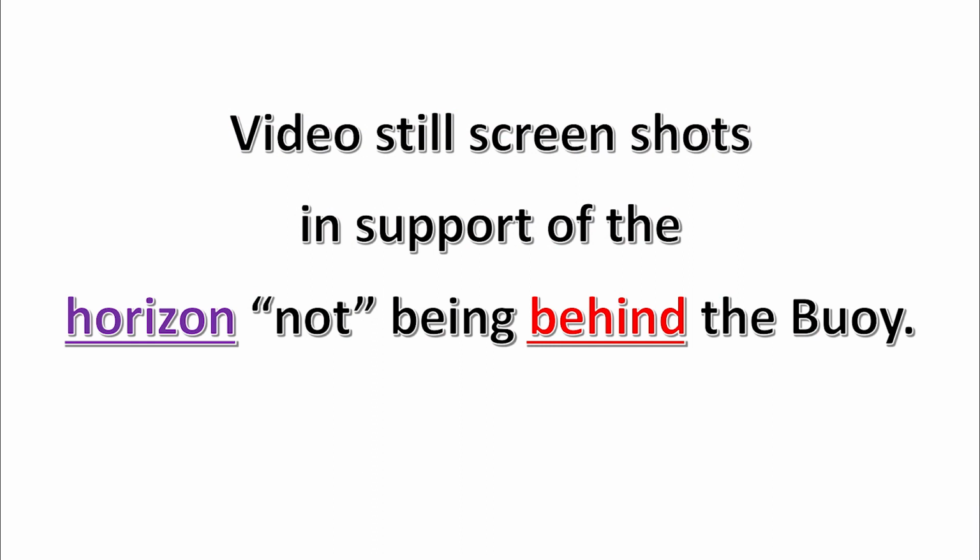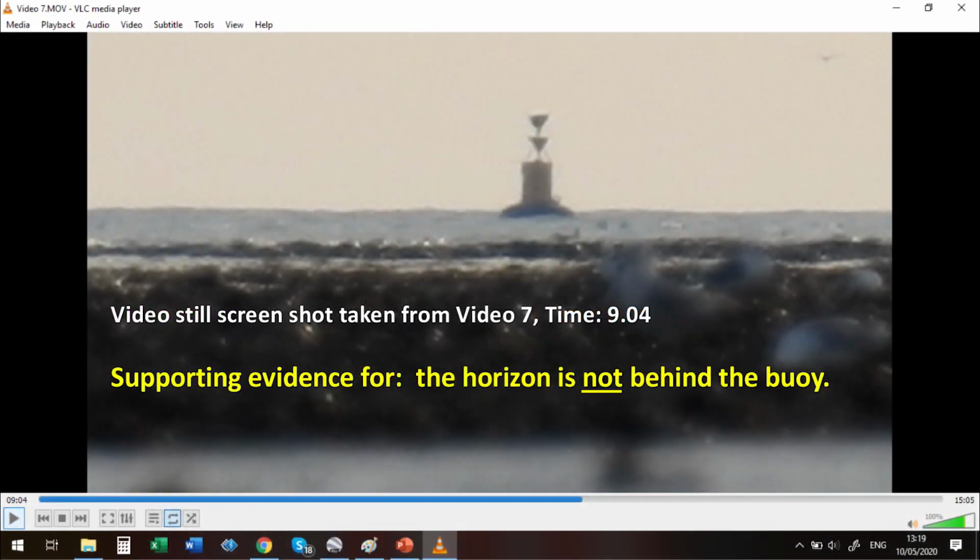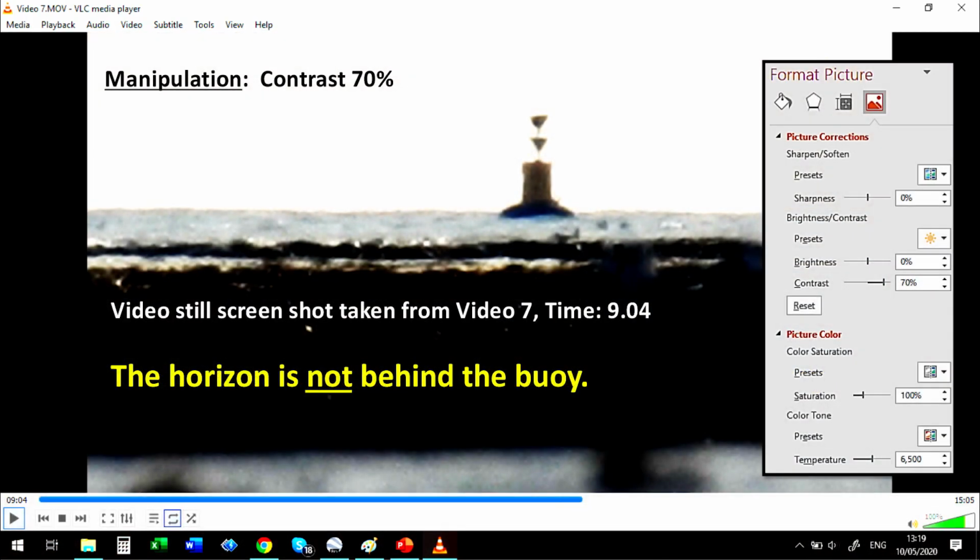Video still screenshots in support of the horizon not being behind the buoy. Video still screenshot taken from video 7, time 9 minutes 4 seconds. Supporting evidence for the horizon is not behind the buoy. Manipulation contrast 70%. The horizon is not behind the buoy.